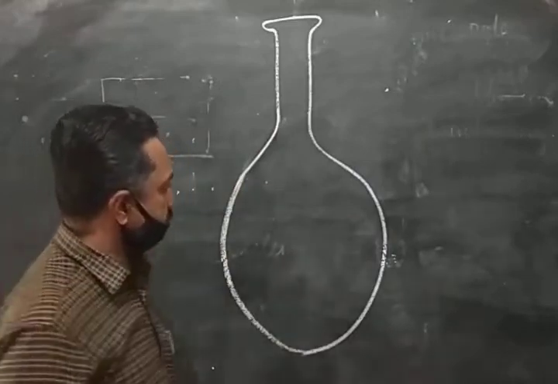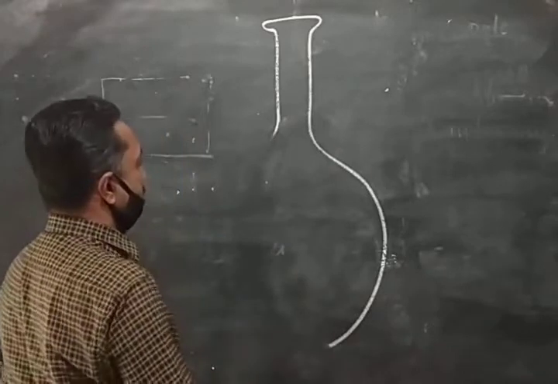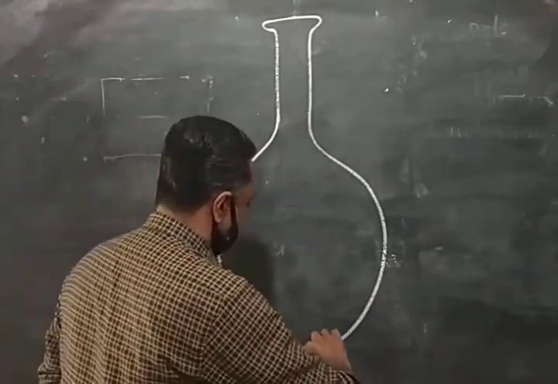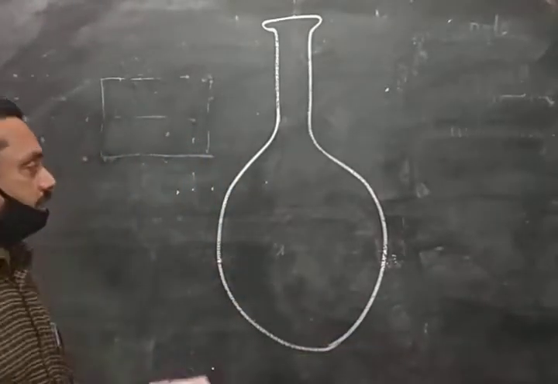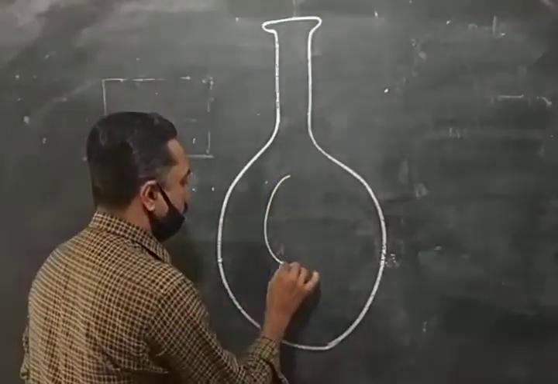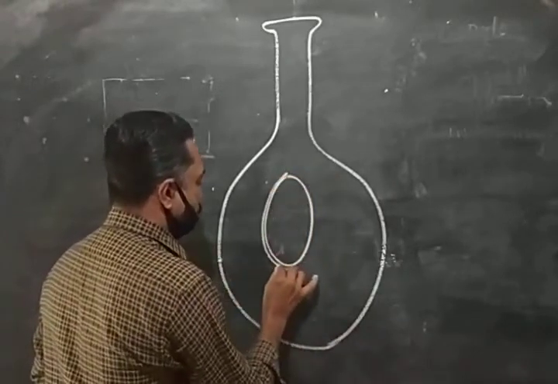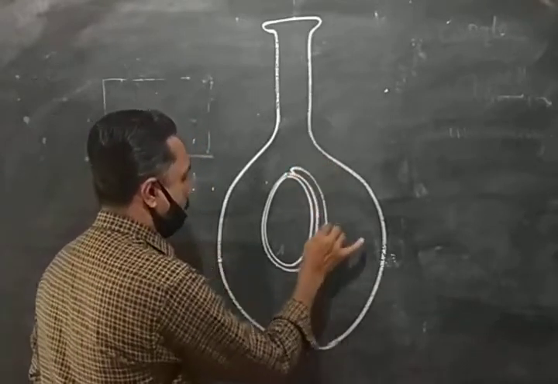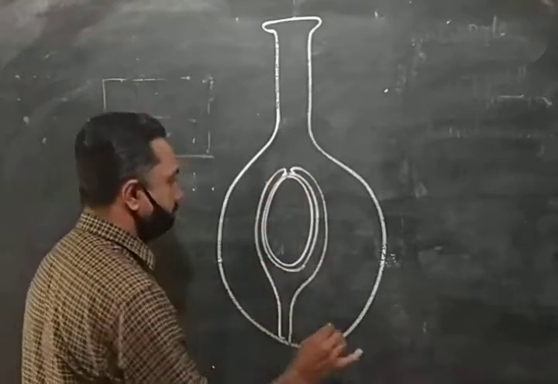So this is the structure of the ovary, and here this is the structure of the gynoecium, and inside the gynoecium I represent the ovule like that. See, this is the female gametophyte. The covering tissue is called the nucellus, and there is the micropyle like that.